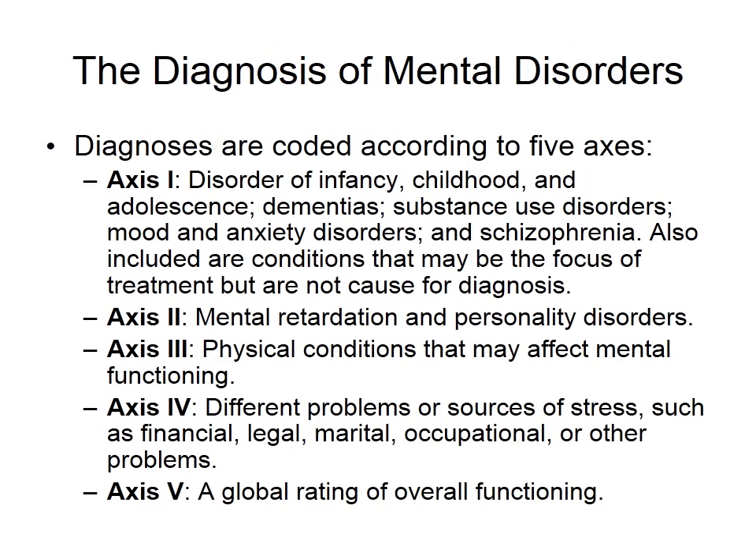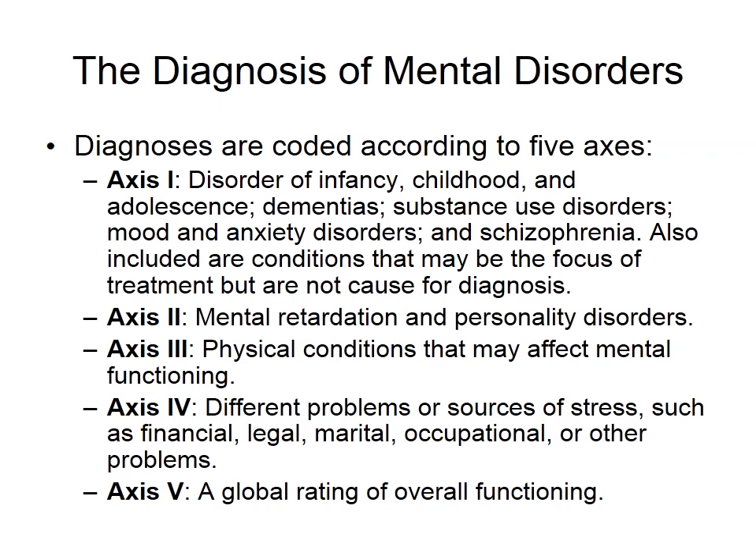So within the DSM, there are coded areas on 5 axes. Axis 1 is disorders of infancy, childhood, adolescence, dementias, substance use disorders, mood and anxiety disorders, schizophrenia, and also conditions that may focus on treatment but are not a cause for diagnosis. So that's our big broad category of a lot of where a lot of these psychopathologies we often think of are axis 1 psychopathologies. Axis 2 is mental retardation and personality disorders.